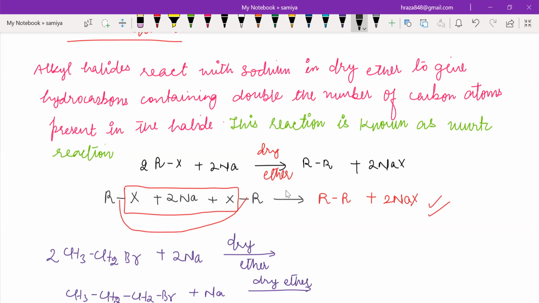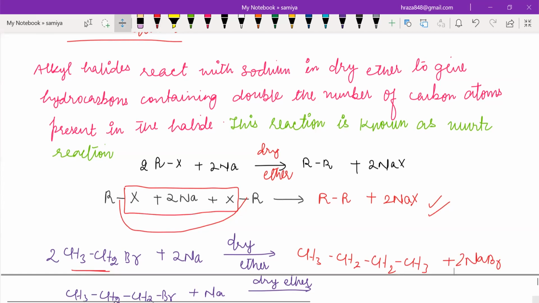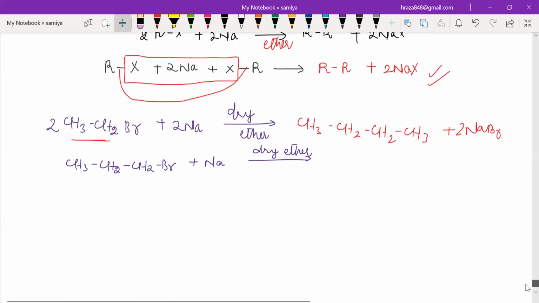So I'm done with the first one. First one. So how many carbons are present here? You can see two carbons, so it will be double of this, so it will be butane. Yes or no? Yes, sir. So what about the next one? And as a byproduct, you will get NaBr. Yes, sir. Very good.